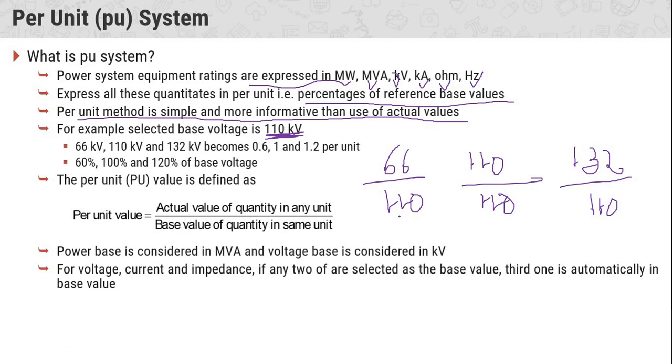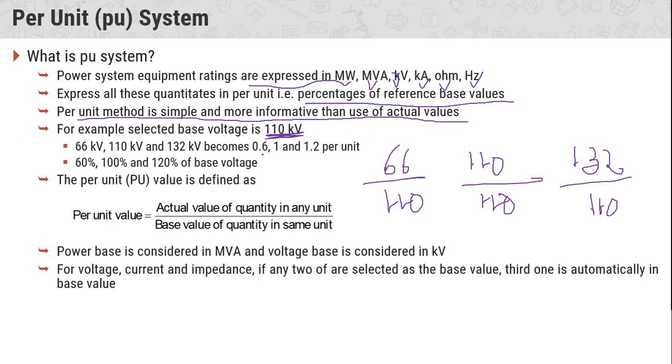So 66 divided by 110 is 0.6. So 0.6 is the per unit value of 66 kV. Now 110 divided by 110 is 1. So 1 is the per unit value of 110 kV with reference to the base voltage of 110 kV. Now 132 divided by 110 is 1.2. So 1.2 is the per unit value of 132 kV, with reference to the 110 base.